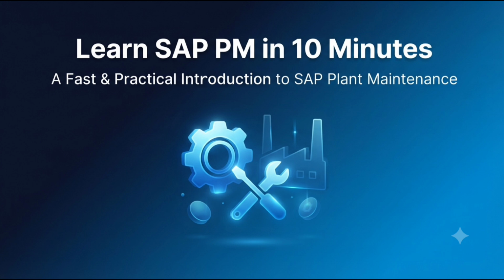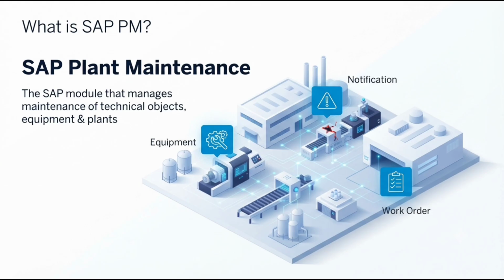SAP Plant Maintenance, commonly known as SAP PM, is the module responsible for managing the maintenance of technical objects such as equipment, machines, and functional locations. It helps organizations plan, execute, and track all maintenance activities in a structured way. From recording a breakdown to completing a work order, everything is handled inside the system.